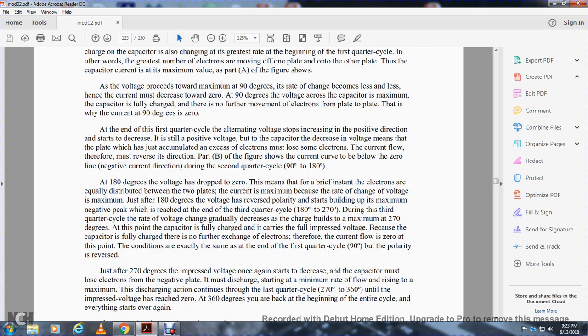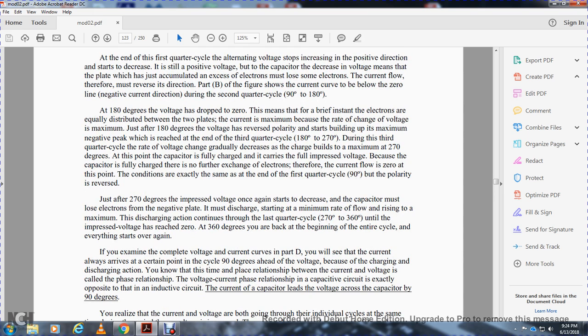At the end of the first quarter cycle, the alternating voltage stops increasing in the positive direction and starts to decrease. As the positive voltage across the capacitor decreases, the plate that was accumulated with excess electrons must lose some electrons. The current flow through the capacitor must reverse direction. Part B of the figure shows the current curve going below zero in the negative current direction during the second quarter cycle.